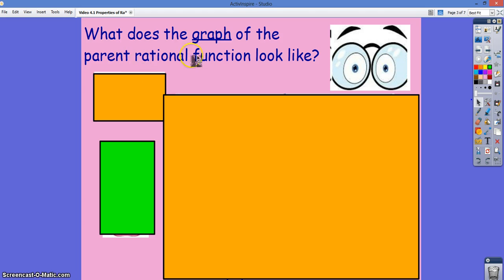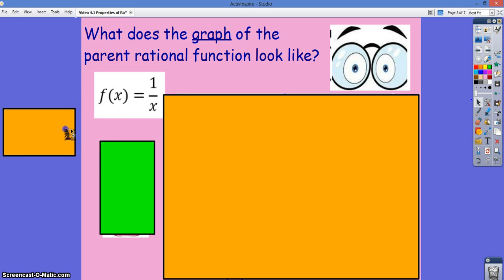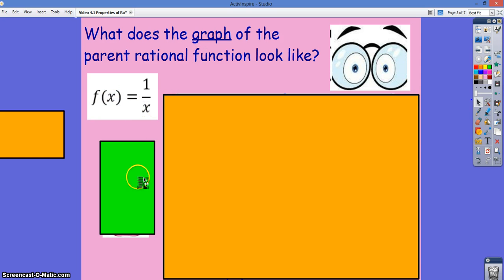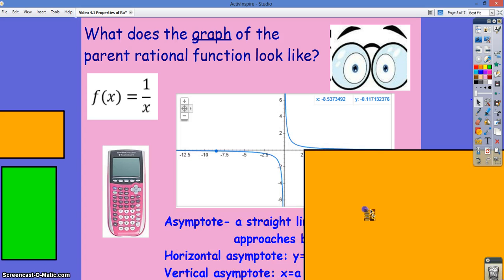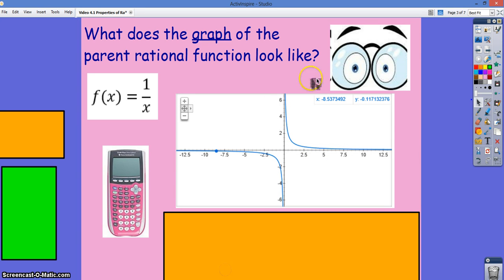Remember, the parent rational function or parent function is the simplest, most basic form of any function. So in this case, for our rational functions, it's the equation f of x equals 1 over x. Go ahead and take your calculator and type 1 over x into the y equals button and graph this. Pause the video and do that now. Okay, here's what you should get.